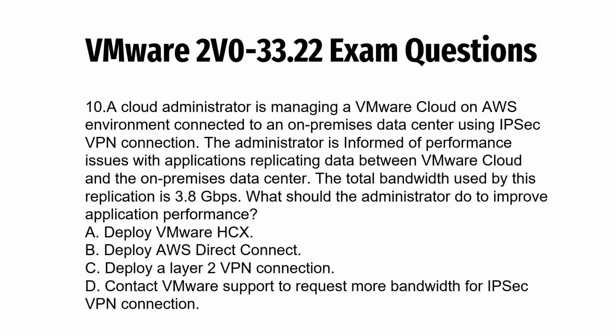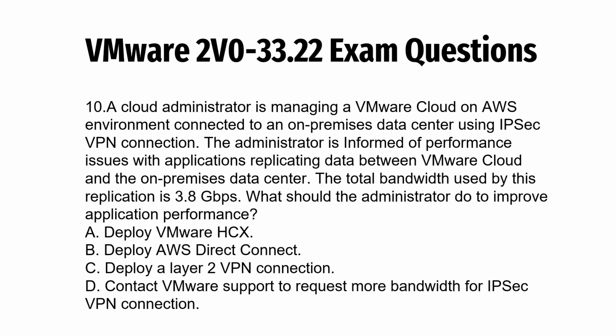10. A cloud administrator is managing a VMware Cloud on AWS environment connected to an on-premises data center using an IPsec VPN connection. The administrator is informed of performance issues with applications replicating data between VMware Cloud and the on-premises data center. The total bandwidth used by this replication is 3.8 gigabits per second. What should the administrator do to improve application performance?